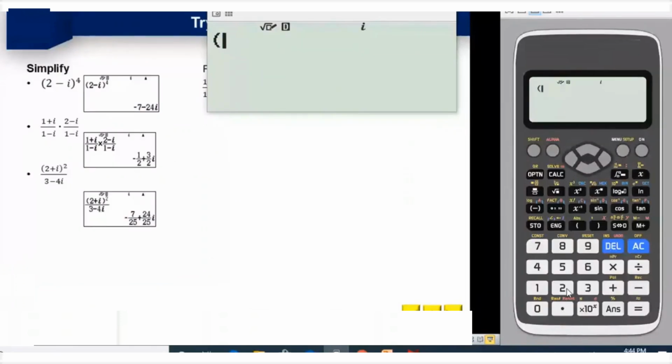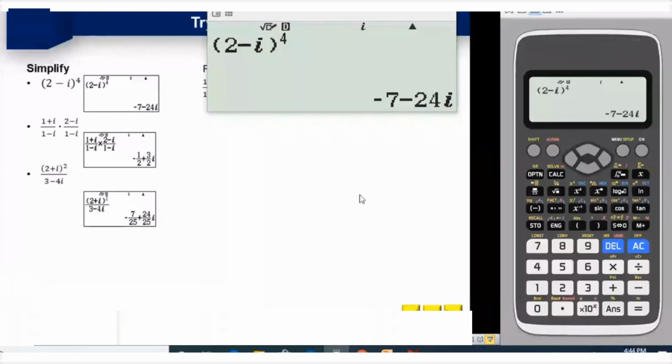I'll just immediately solve this. I want everyone to focus on the screen so that you can understand how we managed to do this. I opened up the bracket, 2 minus iota, that is ENG button. I closed the bracket. I pressed the power button. I wrote 4 and I pressed equals to. So minus 7 minus 24 iota is the first answer. I hope this is correct.